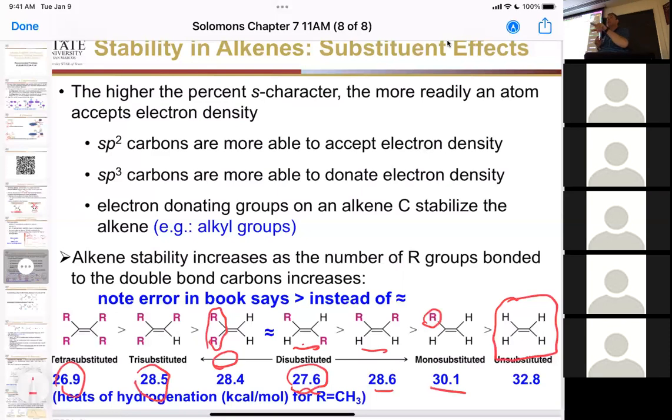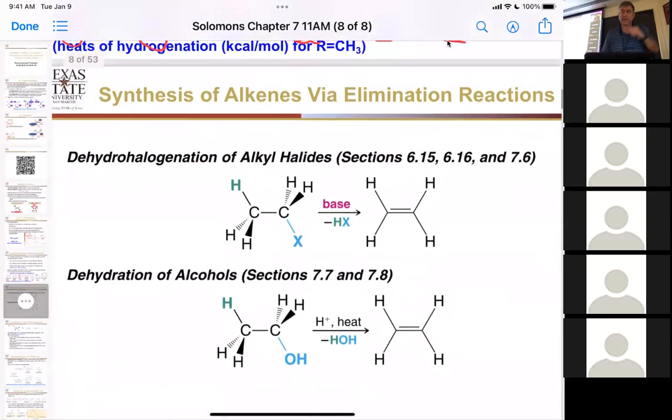So that's going to tell us which products we're going to make, right? When we're looking at our alkenes, which beta hydrogen is going to be removed? We're going to be driven by that stability. Okay, so let's look at our two different ways to make alkenes. They're both elimination reactions, but they just have different leaving groups.